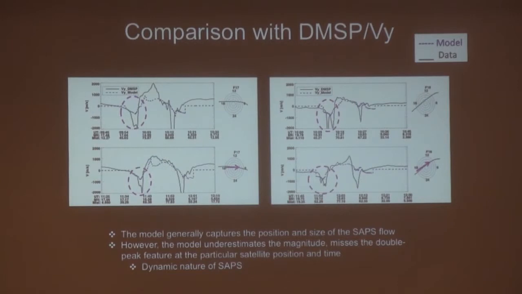In addition, the data shows a two-peak profile in the velocity, but in the model we only reproduce one peak. However, as I mentioned in a previous slide, we do see the two westward flow channels. But here, for the comparison at a particular time and location, we do not see such a two-peak profile. This means that the SAPS is very dynamic, and our model is able to reproduce this general behavior, but not at this particular time and location.